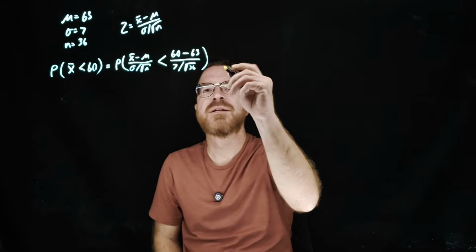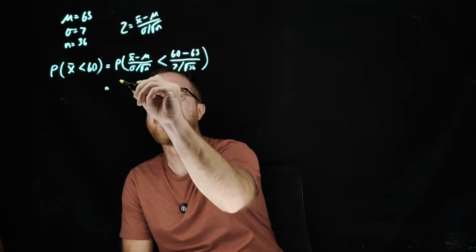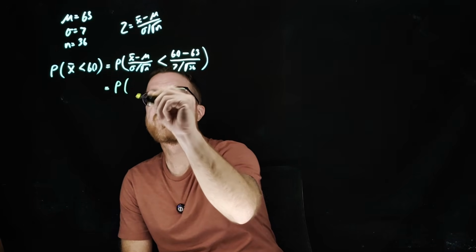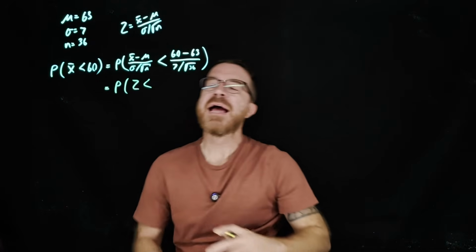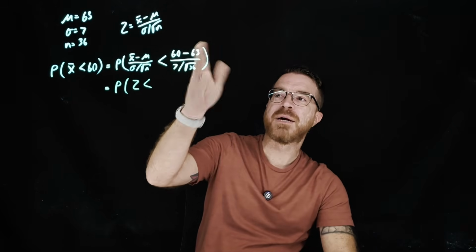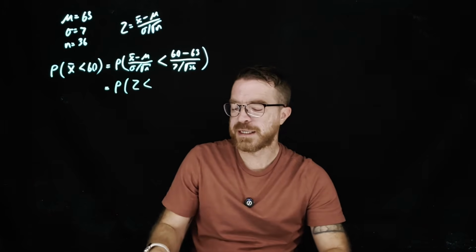Okay, so now let's plug it in. Once we've done this transformation, x bar minus mu over sigma divided by square root of n is now just going to be equal to z. My inequality does not change. And now I need to figure out what this is. So 60 minus 63 divided by 7 divided by square root of 36, which is equal to 6.